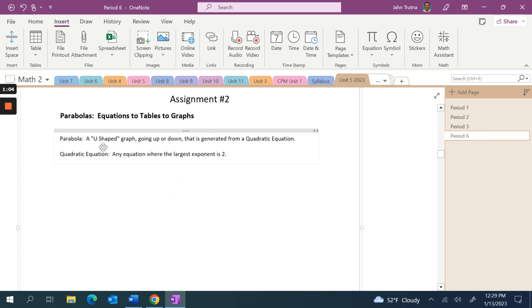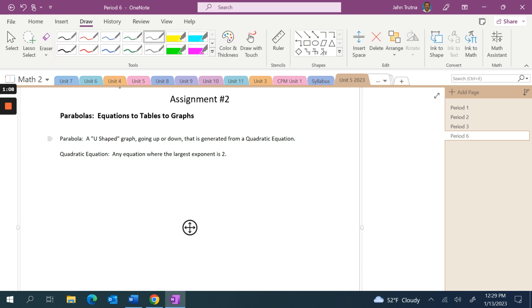You need to know that a parabola is always going to be a U-shaped graph. It's always going to be going up or down. They never go sideways. And it's going to be generated from a quadratic equation. And then a quadratic equation is any equation where the largest exponent is 2.